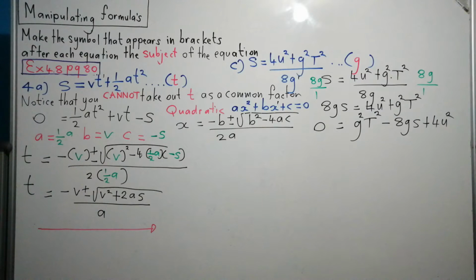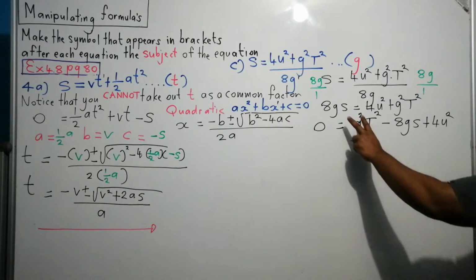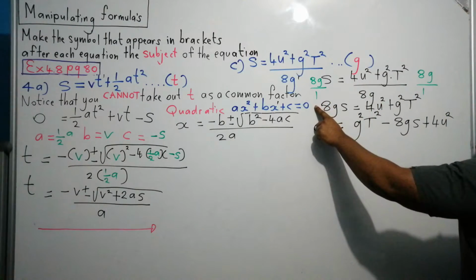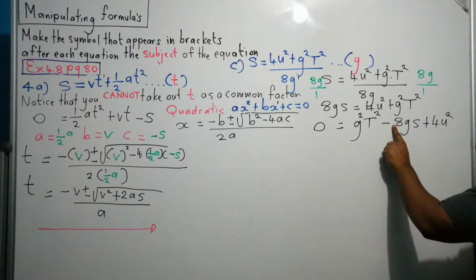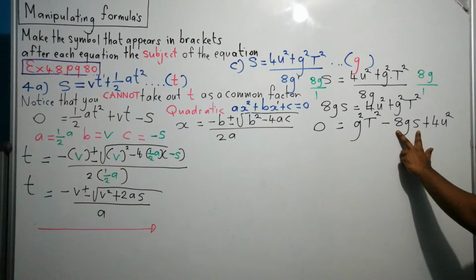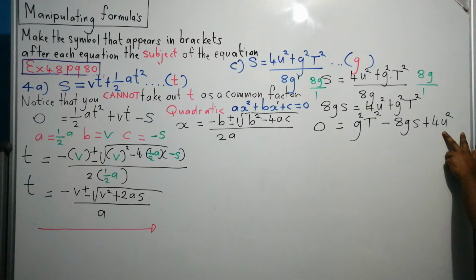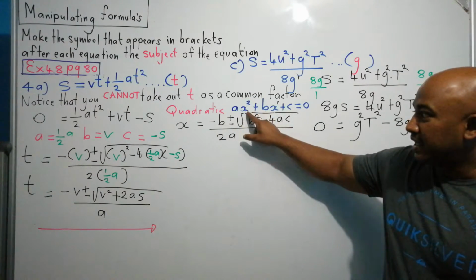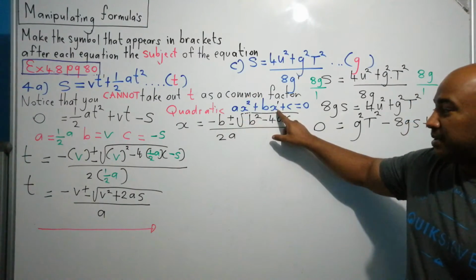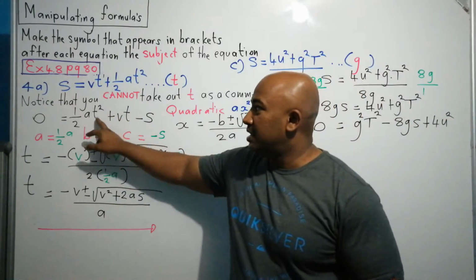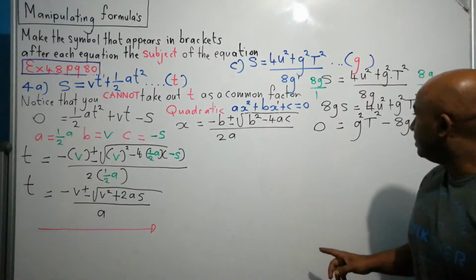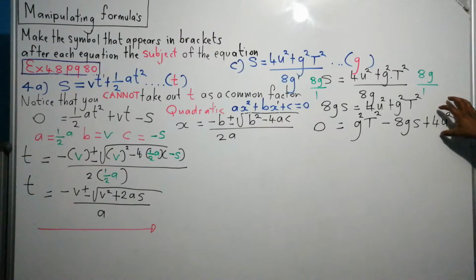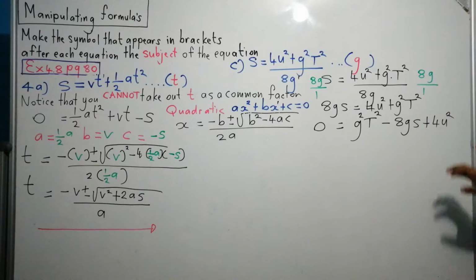Okay, so now notice 8gs came to the right hand side. It was positive, now it became negative. Notice that I wrote it as the middle term, not the last term, because it must be in order. It must be ax. If there's an x squared, there must be an x. Just like if there's a t squared, there must be t to the power 1. So you've got g squared, you must have g to the power 1 as your middle term. The last one does not have g, it's your constant.